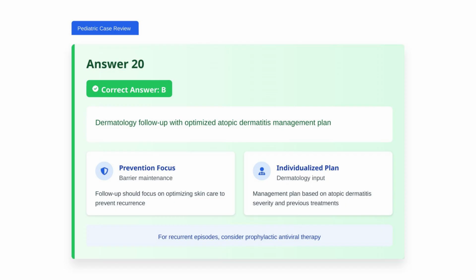Dermatology follow-up with an optimized atopic dermatitis management plan is the most appropriate follow-up for a child who has recovered from eczema herpeticum. This follow-up should focus on optimizing skincare regimens to maintain skin barrier function and prevent recurrence. The management plan should be individualized based on the child's atopic dermatitis severity and previous treatments. For children with recurrent episodes, prophylactic antiviral therapy might be considered.